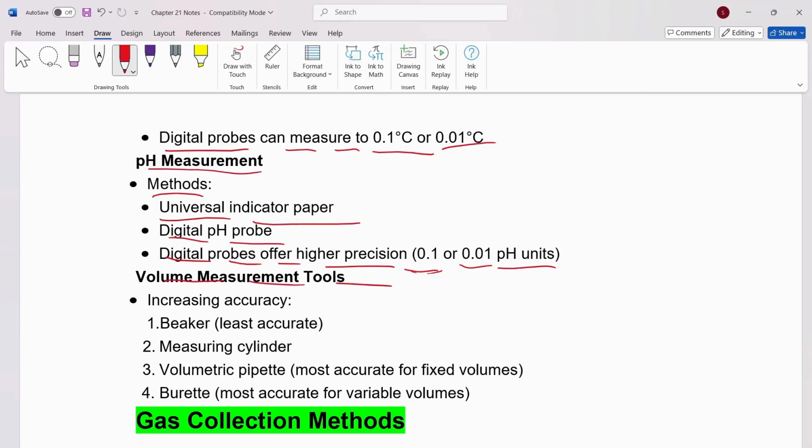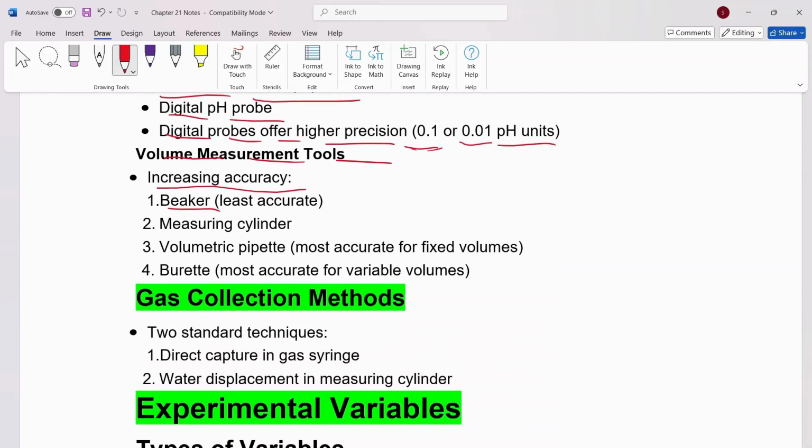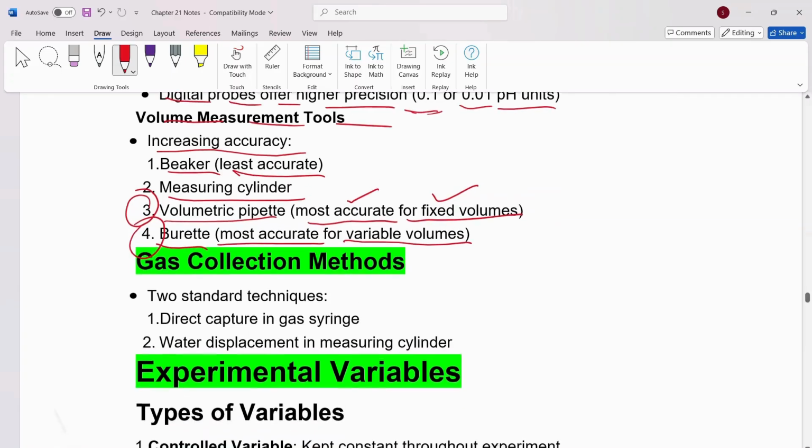Volume measurement tools, in increasing accuracy. Beaker, least accurate. Measuring cylinder. Volumetric pipette, most accurate for fixed volumes. So, the volumetric pipette is the most accurate, used for calculating fixed volumes. Then we have the burette, most accurate for variable volumes.